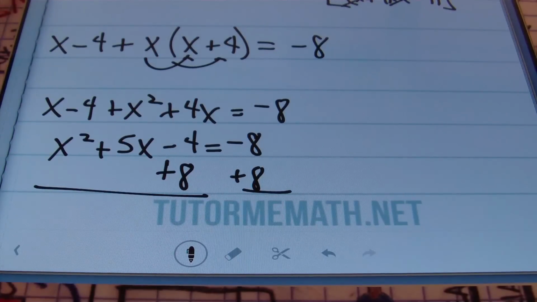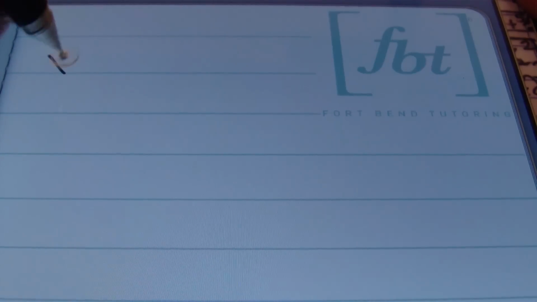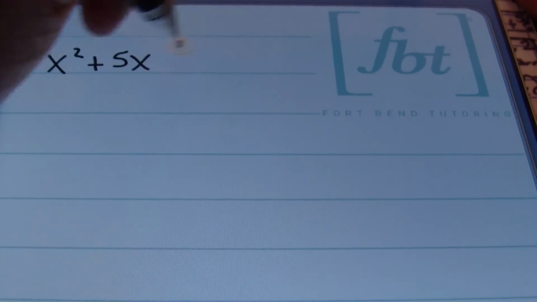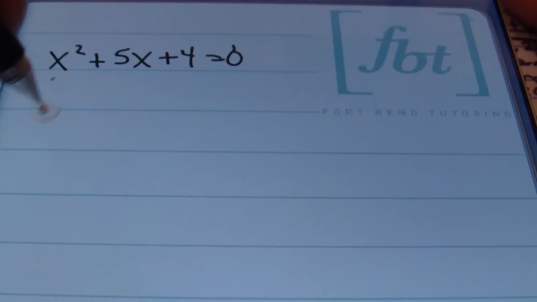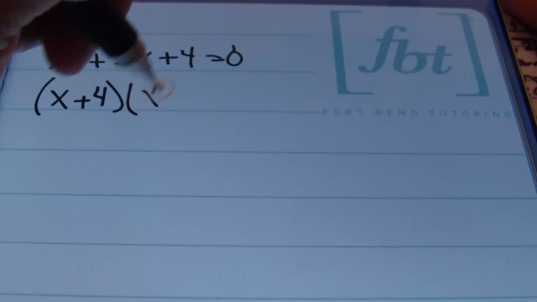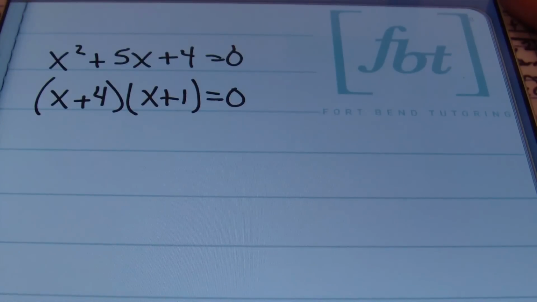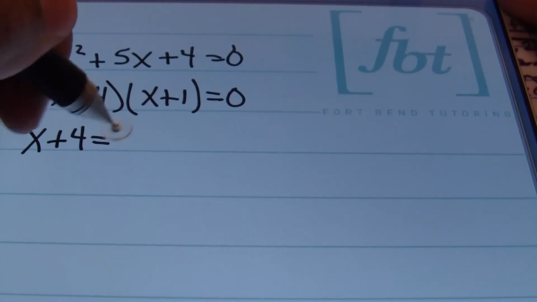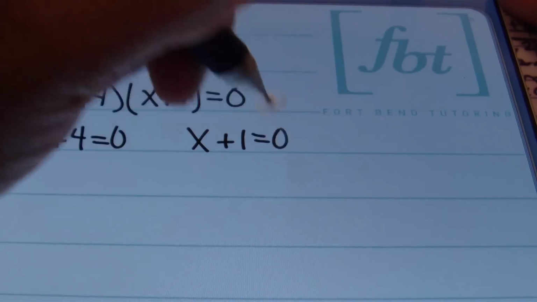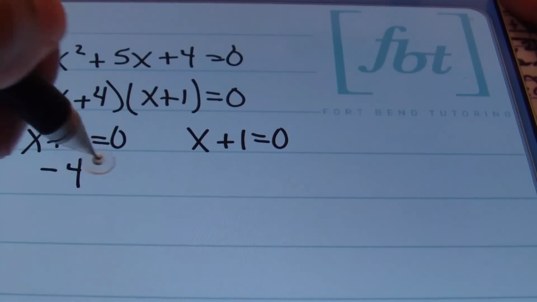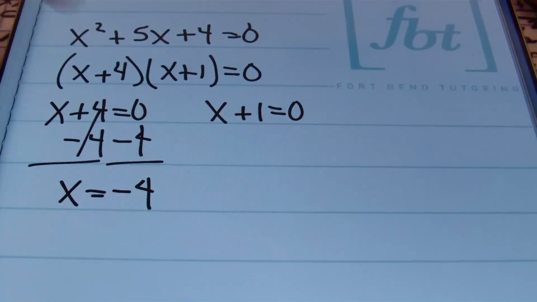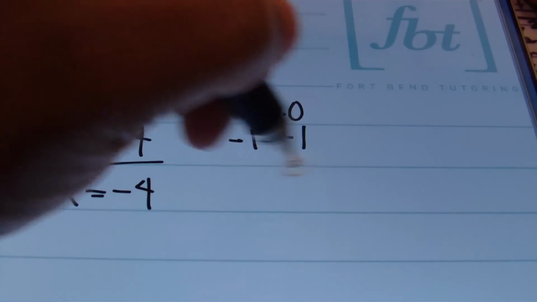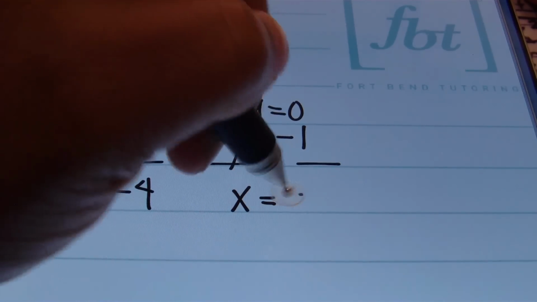And end up with the following. I'll have x squared plus 5x plus 4 equals 0. Factoring this trinomial, you'll have x plus 4 times x plus 1 equals 0. Set each factor equal to 0 using the zero factor property, and you'll have x plus 4 equal to 0 and x plus 1 equal to 0. And then, solving for x, I'll subtract 4 from both sides here, and x equals negative 4. Subtracting 1 from both sides, you'll find that in the second equation you have x equals negative 1.